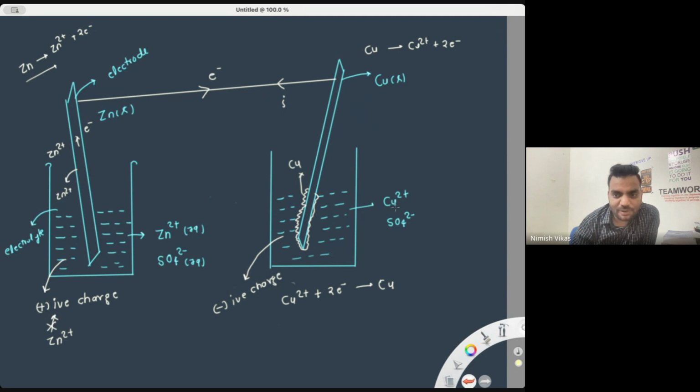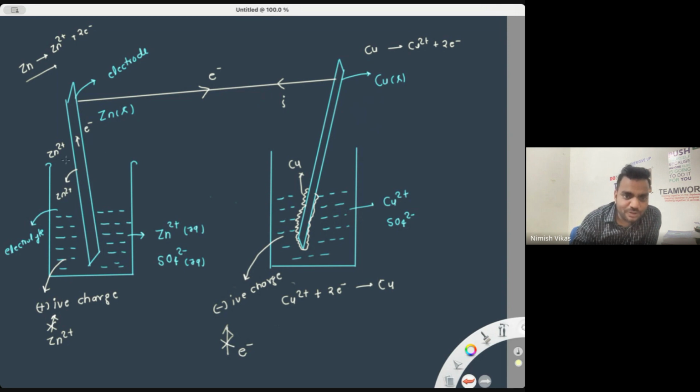Earlier there were equal amounts of cupric ion and sulfate ion. Now cupric ions are leaving the solution and becoming copper. So the solution will have more sulfate and less cupric ion. More sulfate means the solution will become negatively charged. So the moment the solution becomes negatively charged, electrons reaching the solution will not be welcome. Even these electrons will not be welcome.